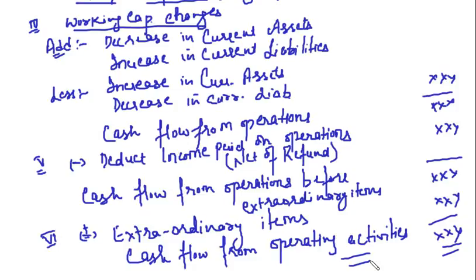Then from cash flow from operations, we have to deduct the income tax paid on operating activities, net of refund. Then what we get is cash flow from operations before extraordinary items, and then we will add back or subtract extraordinary items. If it is an income, we will add back. If it is an expense, we will subtract. Two important points regarding working capital changes.